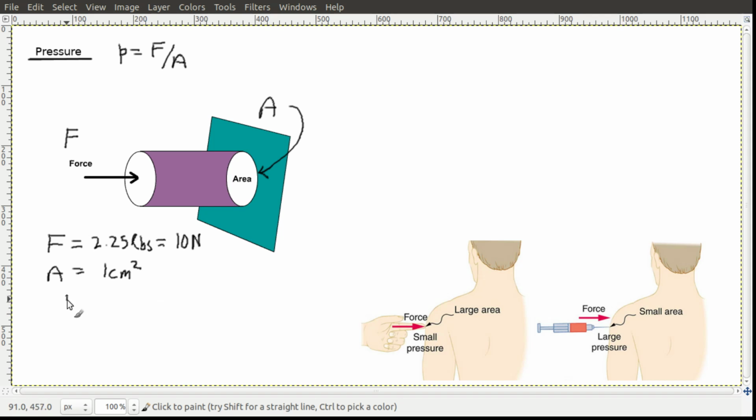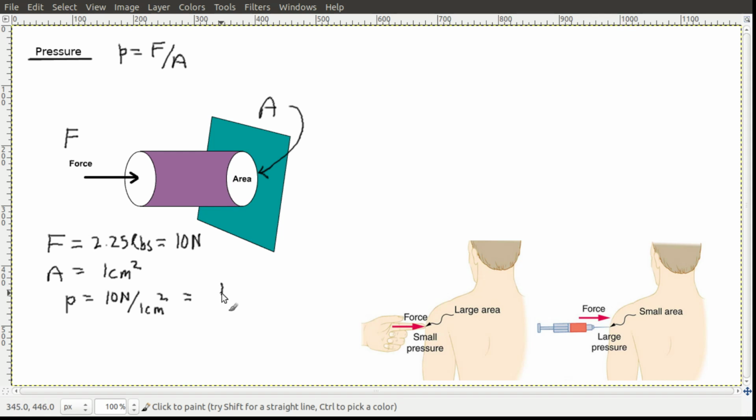What is the pressure then? The pressure is the force per area. So here that will be 10 newtons divided by 1 square centimeter. Okay, that's certainly not wrong. Is it in SI units? No, that's not SI units. So a force of 10 newtons per centimeter squared is definitely a pressure. But if we want it in SI units, what do we do?